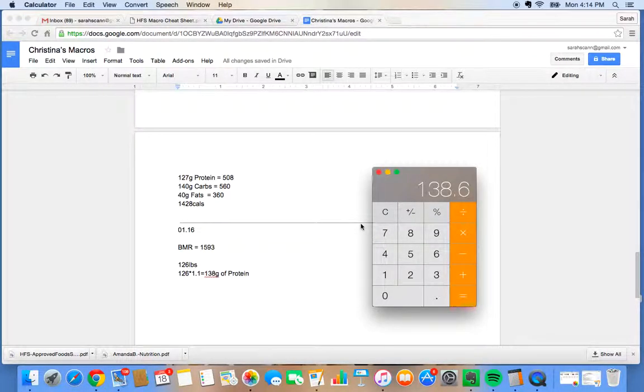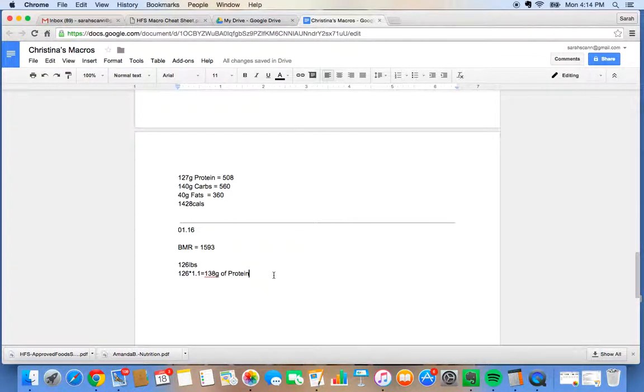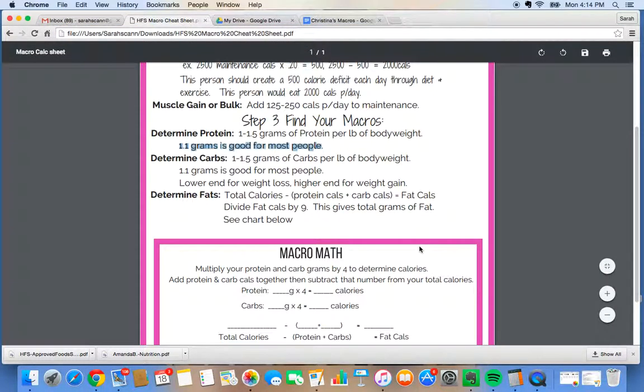Obviously, it shows here 138.6. You can round up if you would like. You don't have to. I typically will round down. And then your daily grams of protein should be 138 based off of the 1593 calorie goal. So back to the cheat sheet, determine carbs.